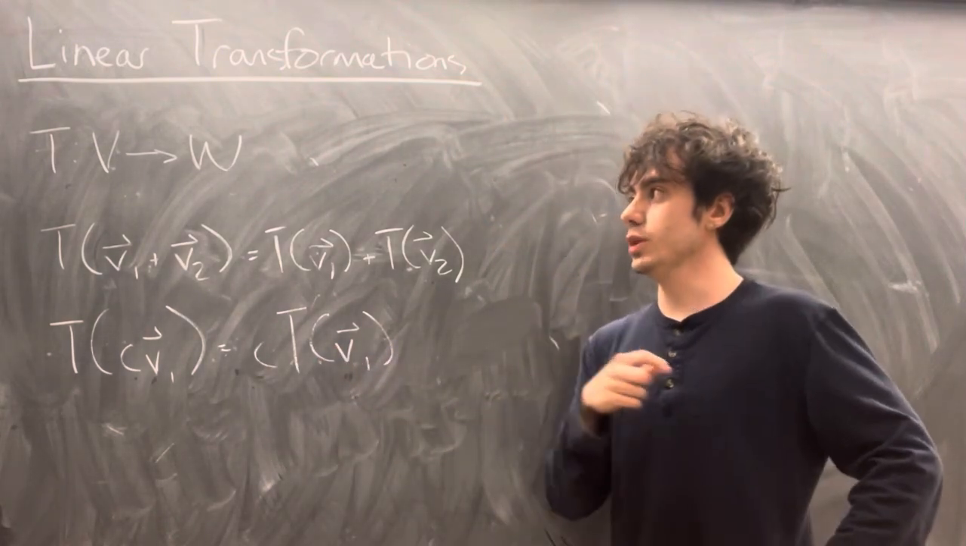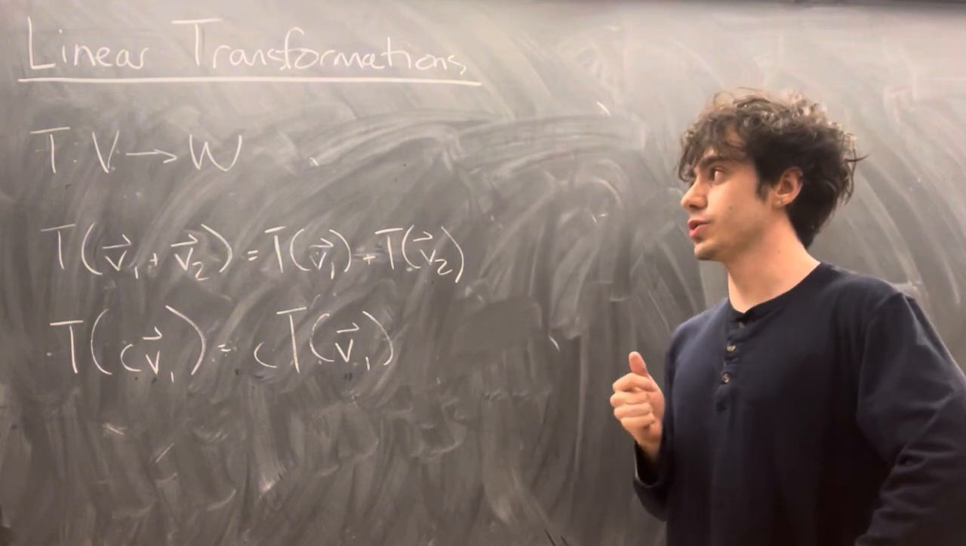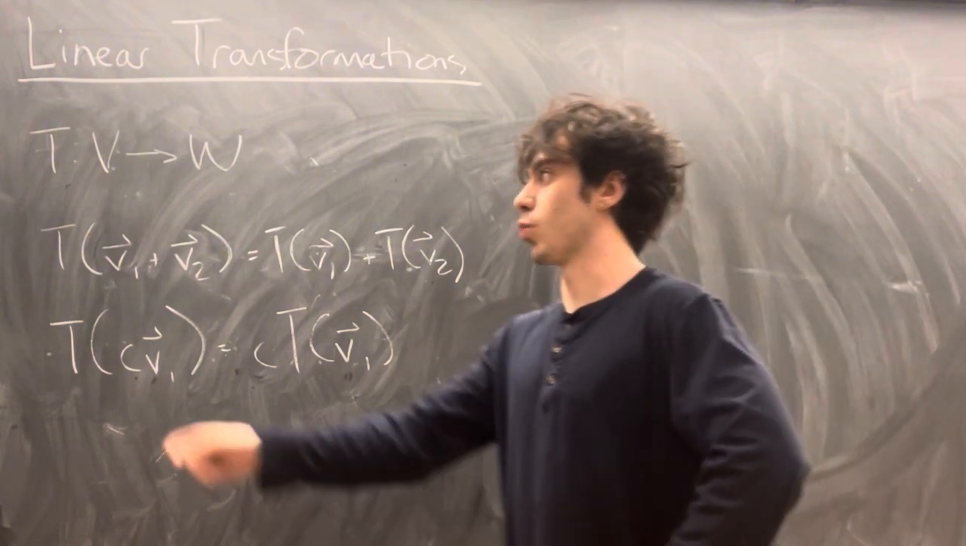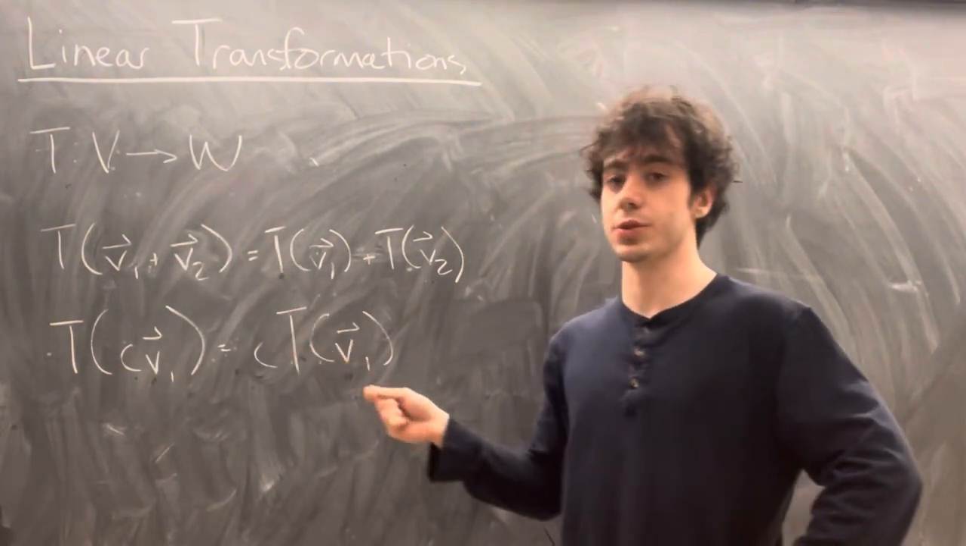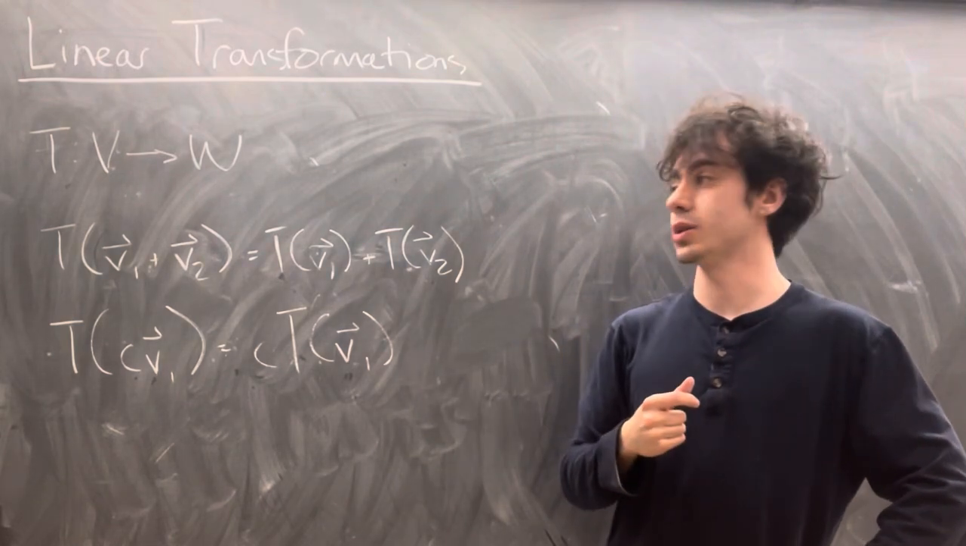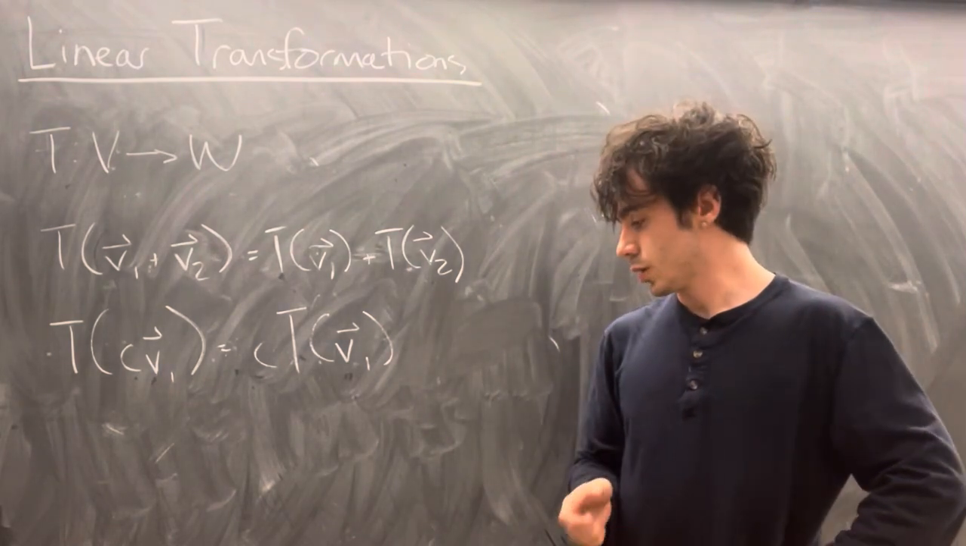So this is how we define a linear transformation. Any function that's mapping from one vector space to another that satisfies these two conditions is a linear transformation. And that's just how we define it.